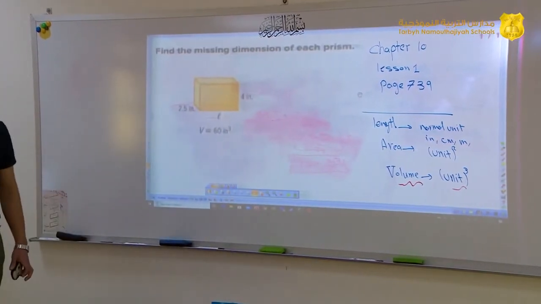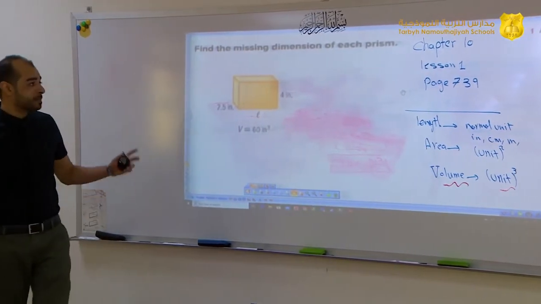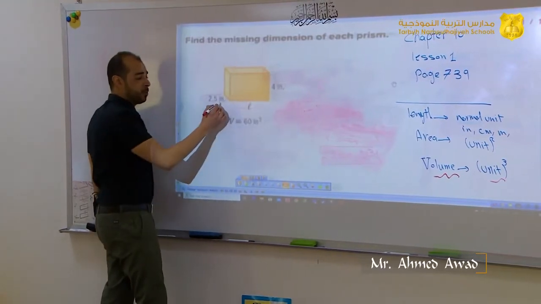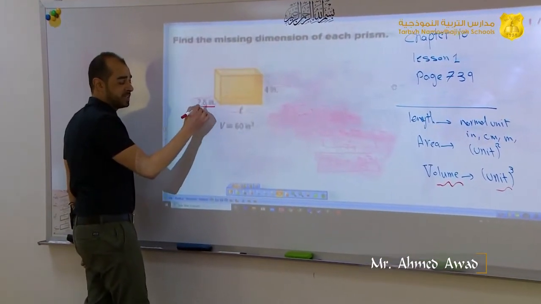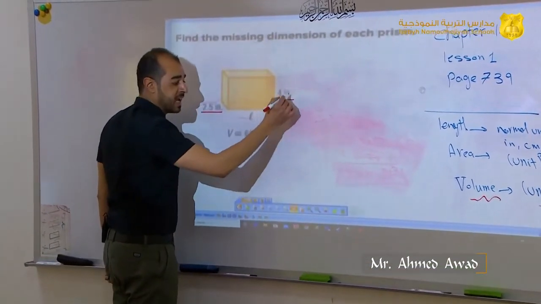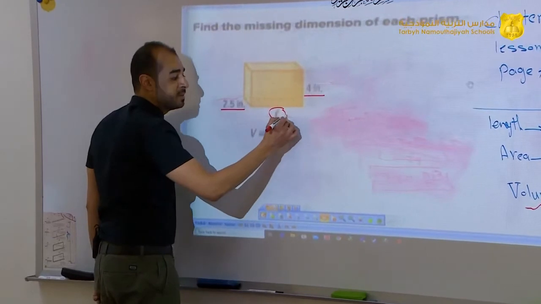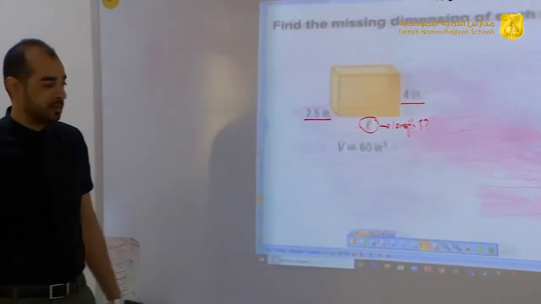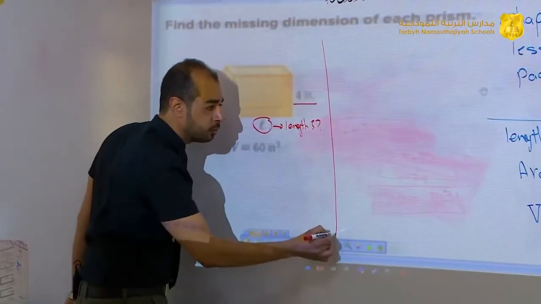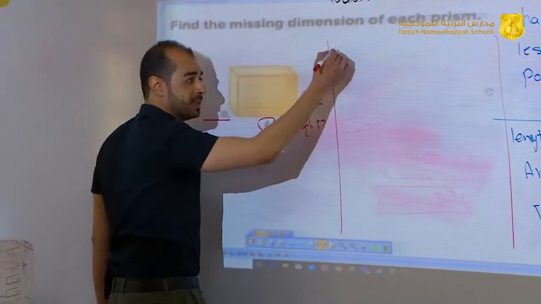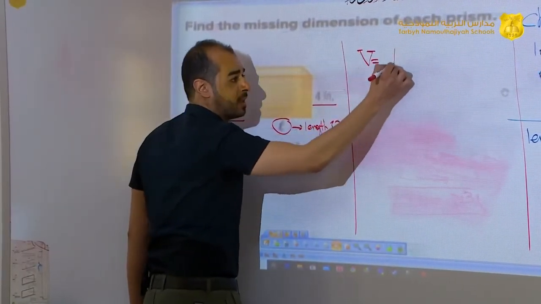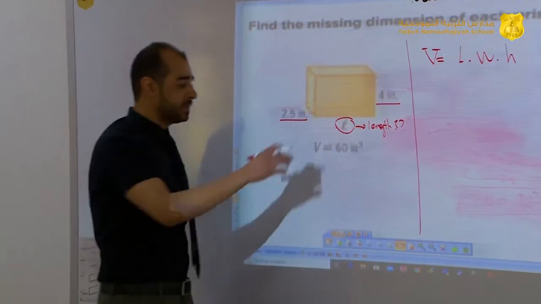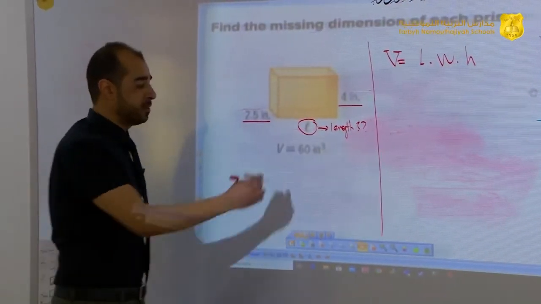Okay, guys. In this example, we will find the missing dimension of this prism. Here I give you a rectangular prism with dimensions 2.5 inch as width, 4 inch as height, and the length is missing. Okay. How can we get it? Okay, guys, by the same way we learned how to solve equations, right? So write the rule: V equals length multiplied by width multiplied by height. And second step, good, is to replace each letter by its given value.